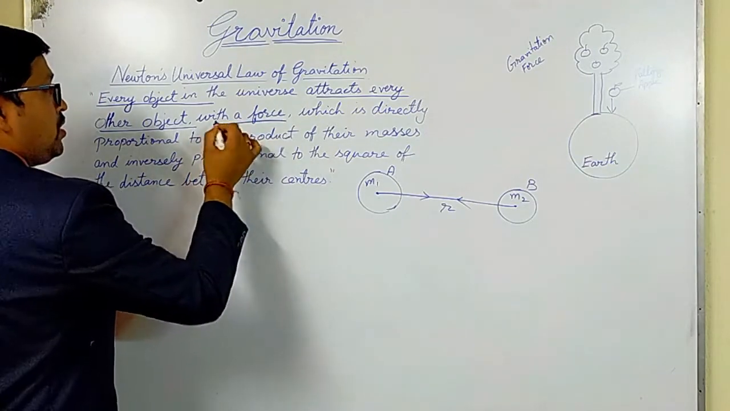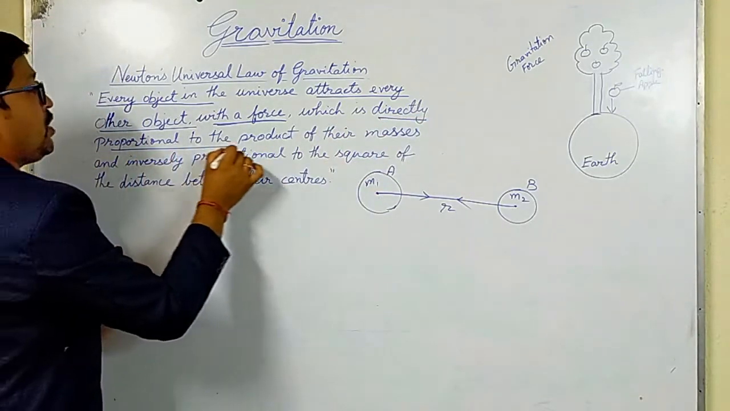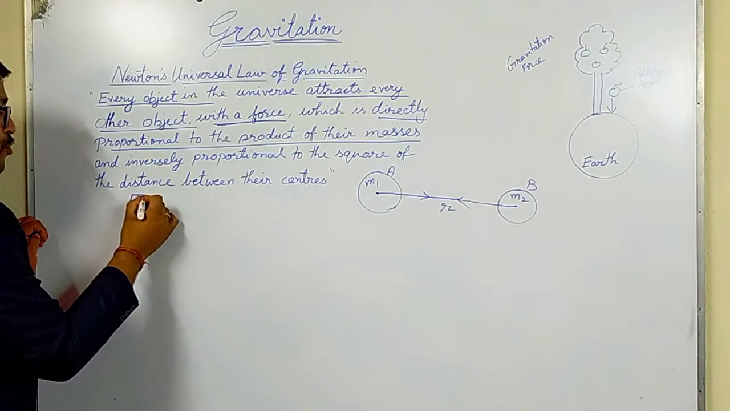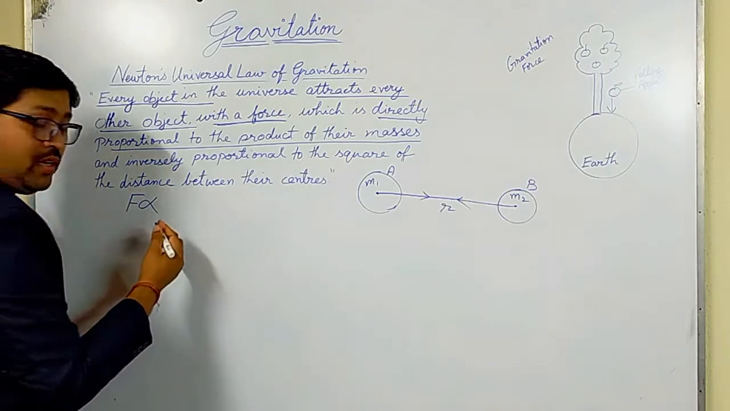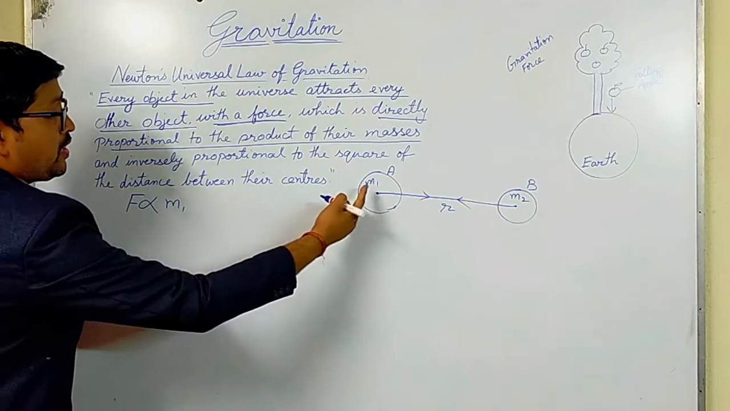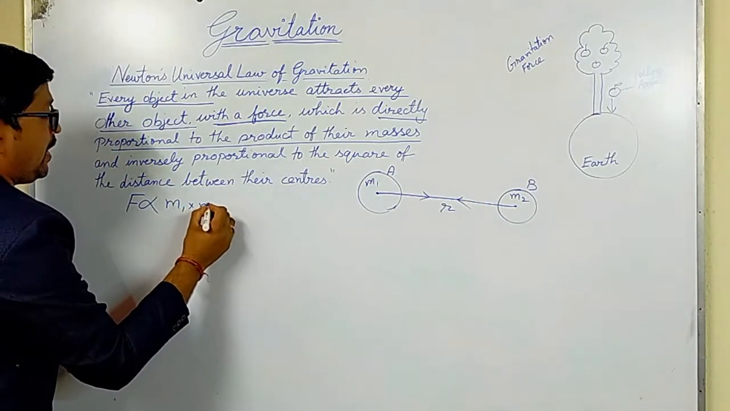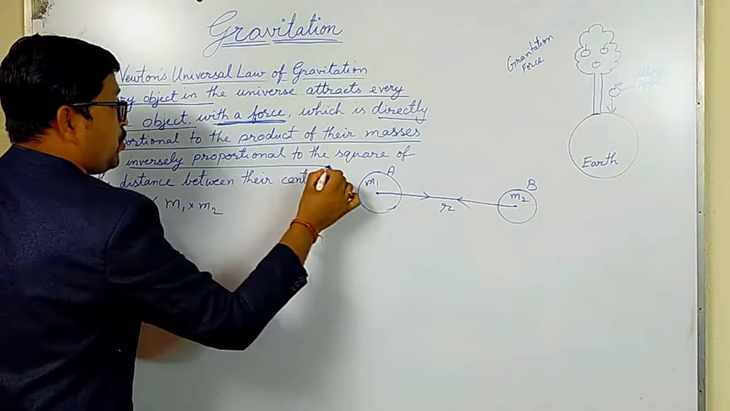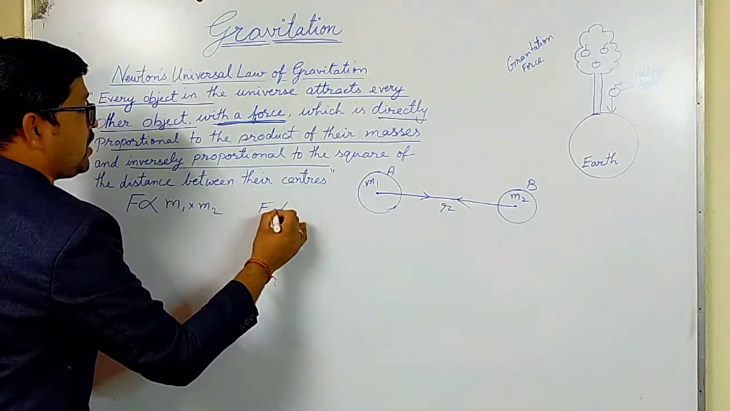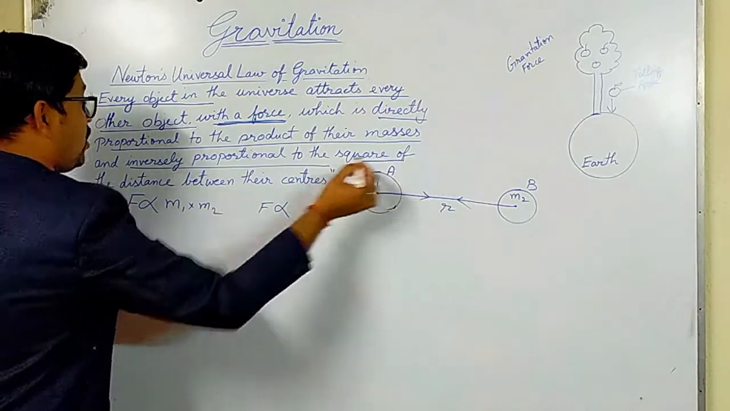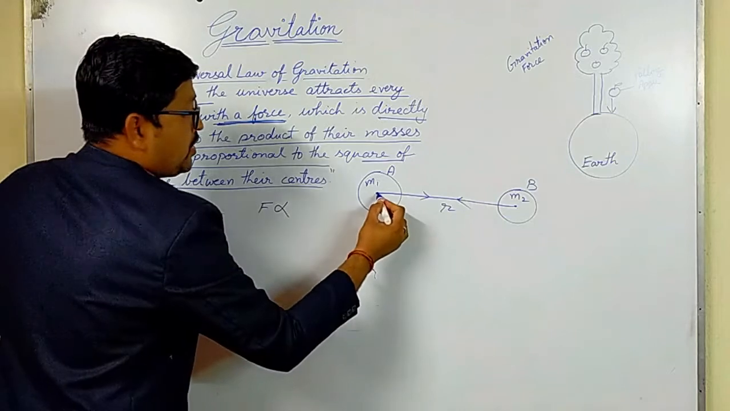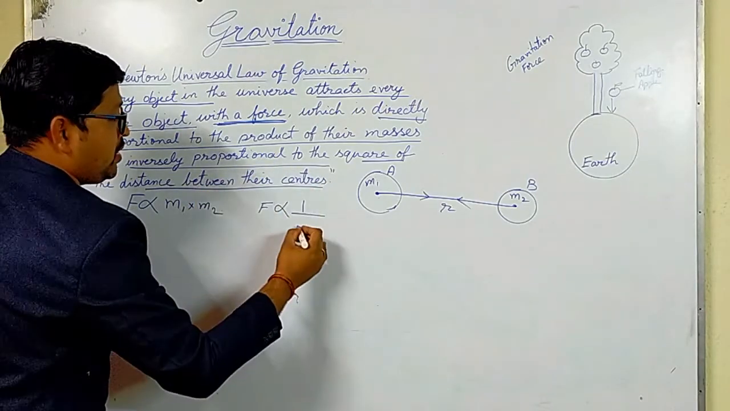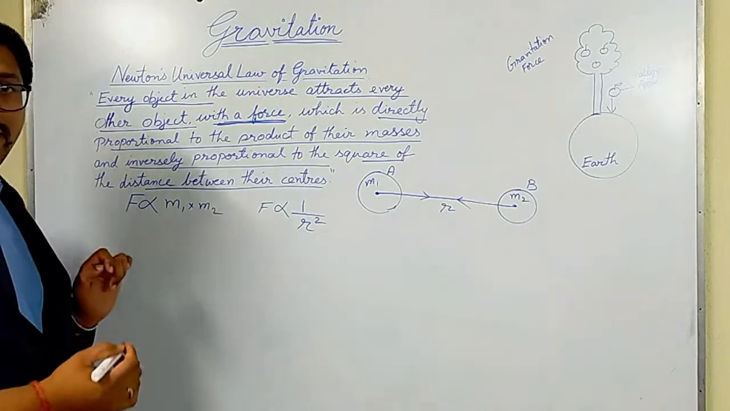With a force which is directly proportional to the product of their masses. So, the product of their masses, m1 and m2. And the force is inversely proportional to the square of the distance between their centers. So, what is the distance between their centers? r is the distance between their centers. So, inversely proportional to the square of the distance between their centers.